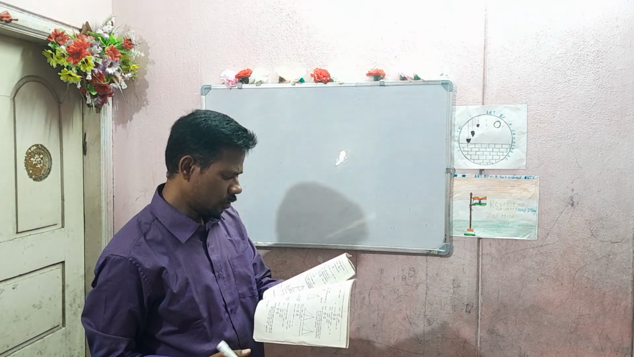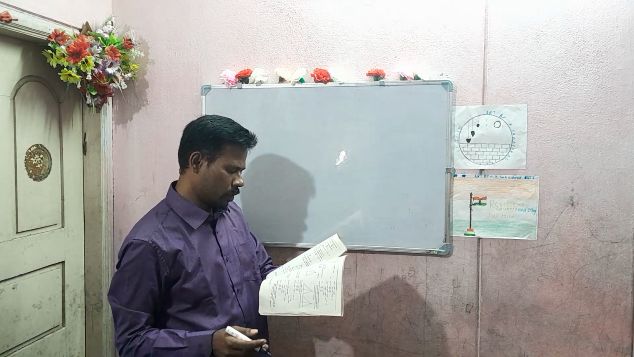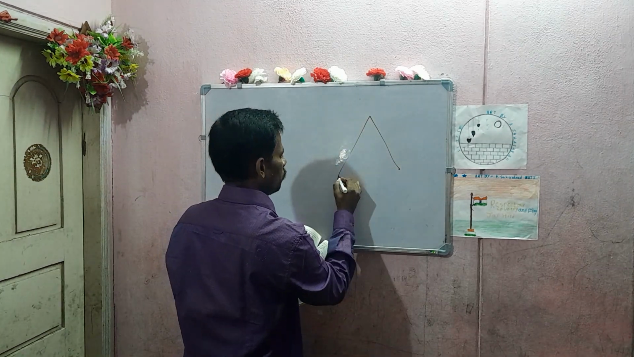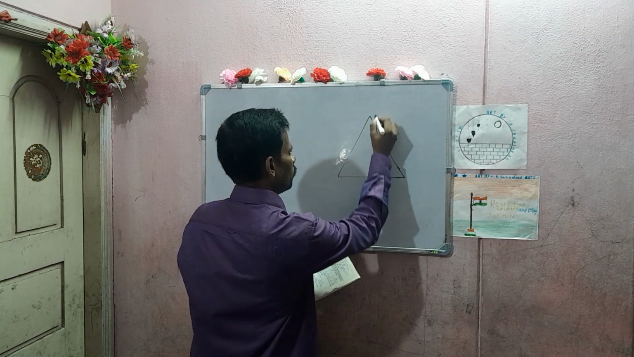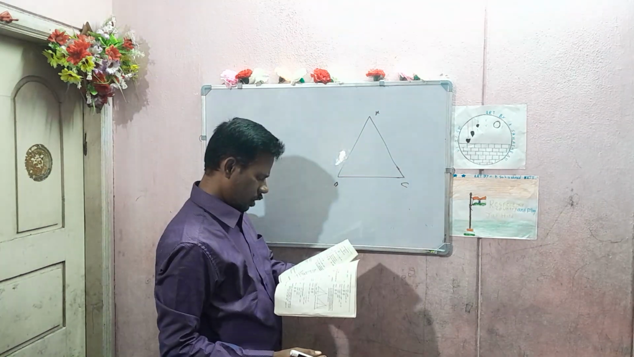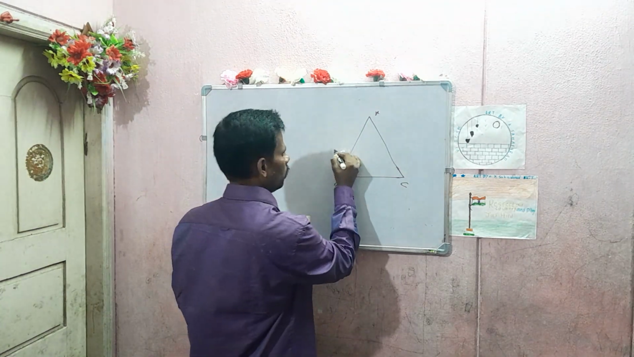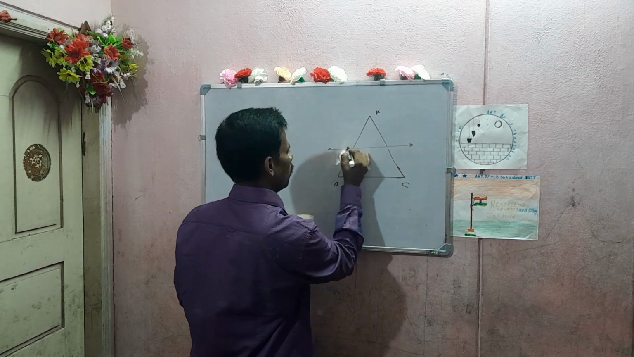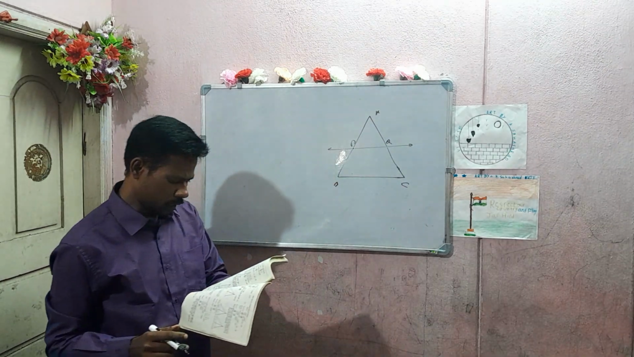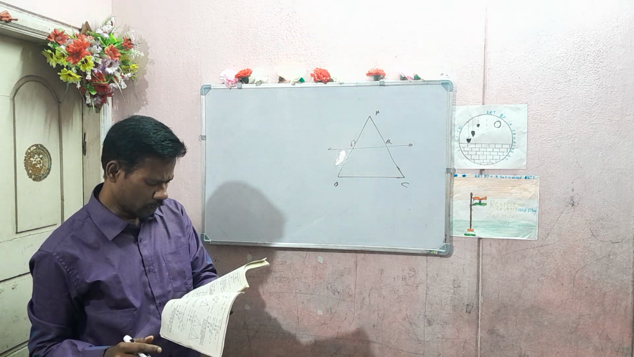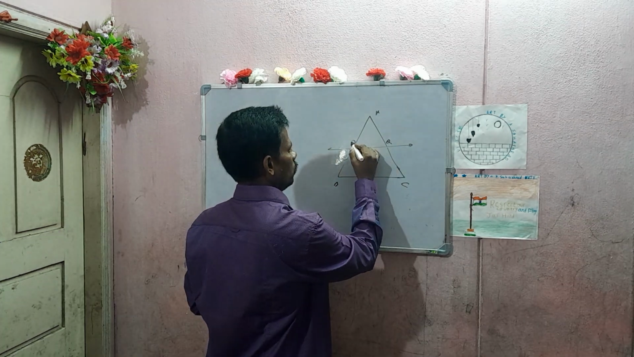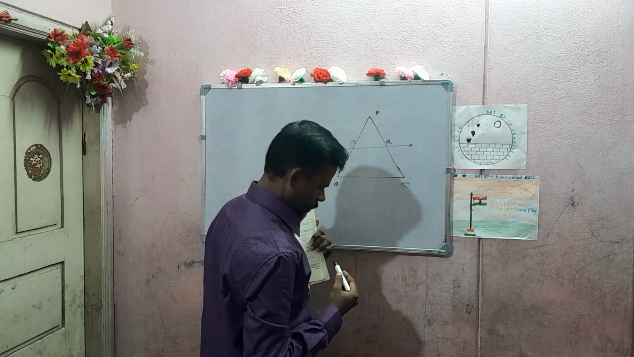Prove that the straight line joining the midpoints of any two sides of a triangle ABC, with midpoints P, Q, is parallel to the third side and also half of the third side. So since P is a midpoint, Q is a midpoint.